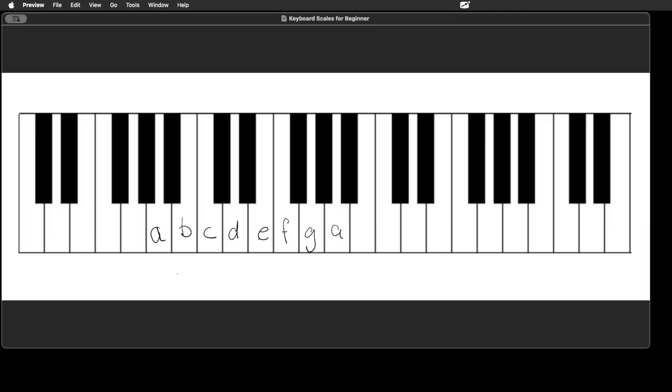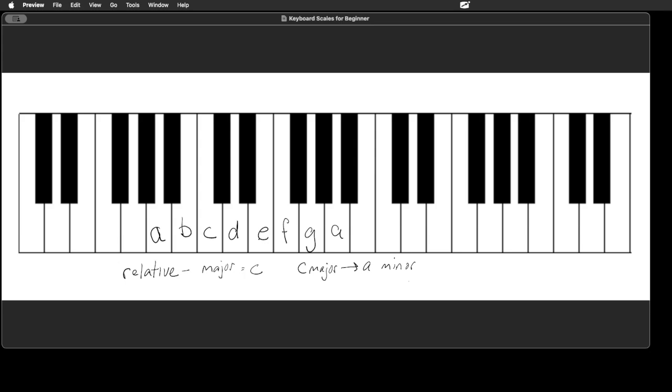We call these two scales, the C major and A minor, relative scales. They're related because they have the same key signature. We haven't talked a lot about key signature, but they both have no sharps and no flats. So we would say the relative major to A minor is C major. Or we could say it the other way around, the relative minor to C major would be A minor. And they are related because they share the same key signature. In this case, no sharps and no flats.